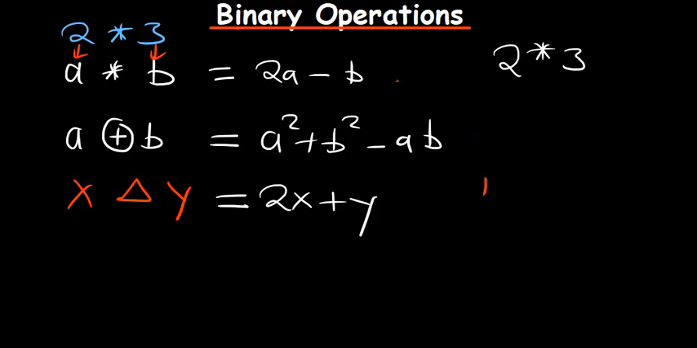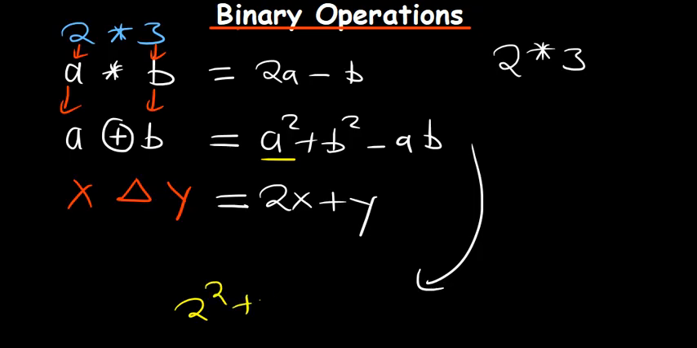I know some of you have not gotten it yet. So again, if we continue, you'll still see that a is matching up with 2. For the second one, feel free to pause the video and try it out. So 2 star 3: wherever there is a, I'm going to put 2, so I'm going to have 2 squared. Wherever there is b, I'm going to put a 3, so 3 squared, minus now ab.